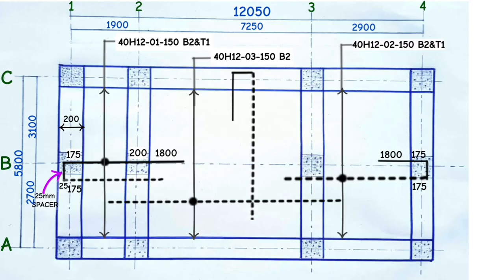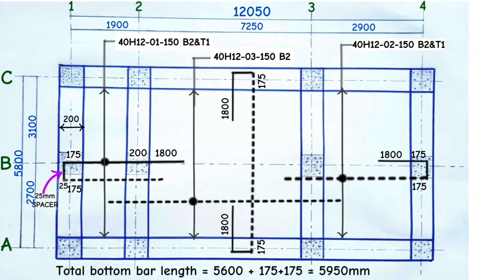This is the fourth steel bar shape. This is the top side that is thick, then the bottom side is dotted. The internal surface distance here is 5.6 meters. Add 175 mm on one side and also 175 mm on the other side to get total as 5 meters 950 mm for the bottom bar. The top side here is also 175 mm plus 1.8 meters to get total as 1 meter 975 mm, which we take as 2 meters.